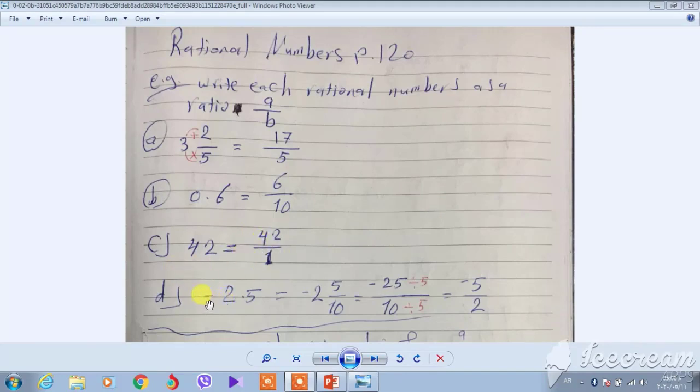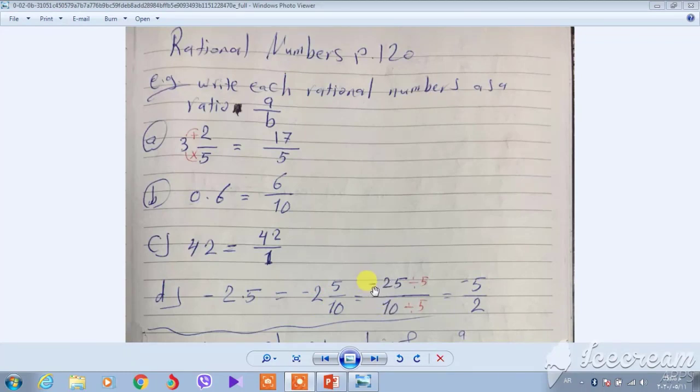And in example d, we have negative 2.5 equal to what? Equal to negative 2 and 5 out of 10, because we have 5 tenths. We write 5 out of 10, and 2 is the whole number. We have 2 there, and we have the negative sign there also. And now 10 times 2 equals 20. 20 plus 5 equals 25. We write the same denominator and the same sign.